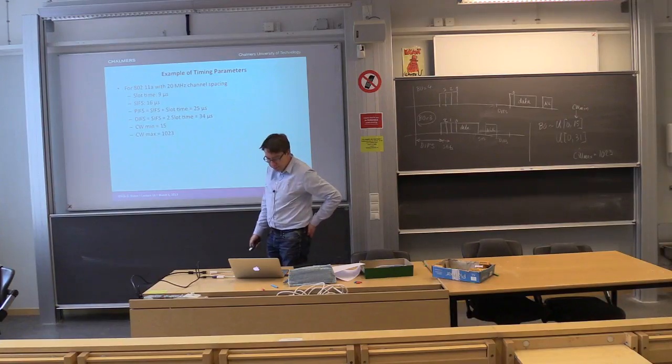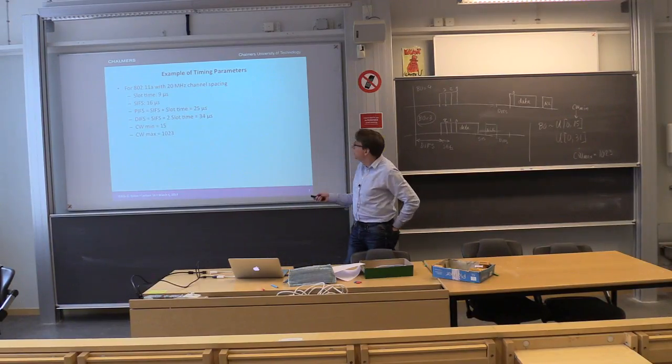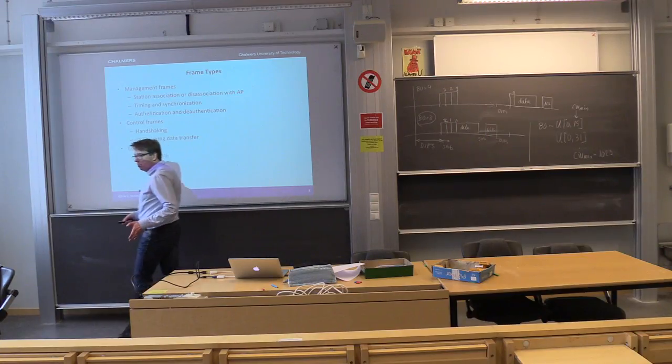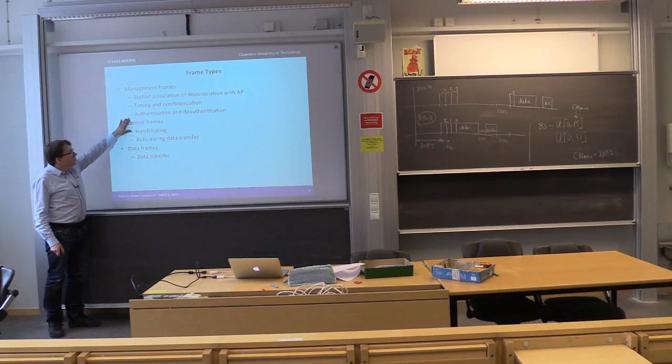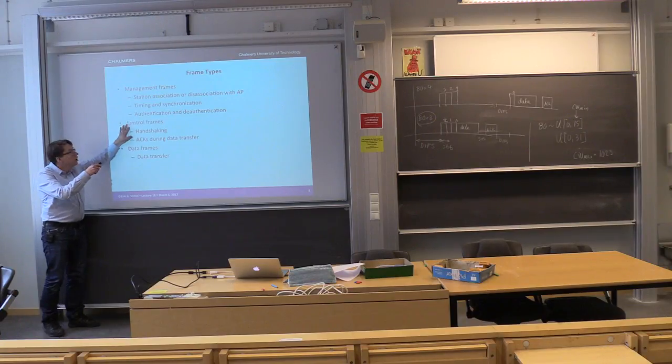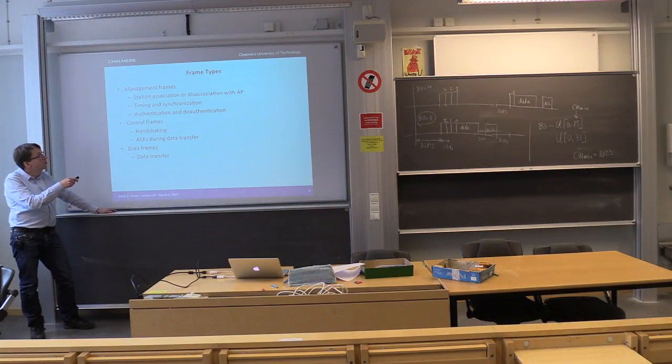Okay. There are different types of frames in 802.11. We have management frames, control frames, and data frames. And data frames we talked about earlier, so these are just transmitting data. We have control frames, and these are for RTS, CTS, and acknowledgements. And then there are also management frames that we haven't really talked about earlier. But what are those? Those are for association and disassociation with the access point. So when you log on to the network and when you log off the network, for timing and synchronization between the access point and the station, authentication, and so forth.